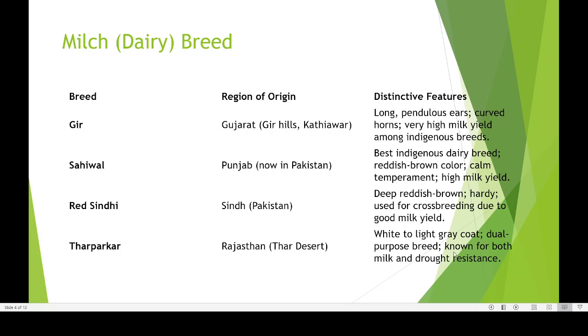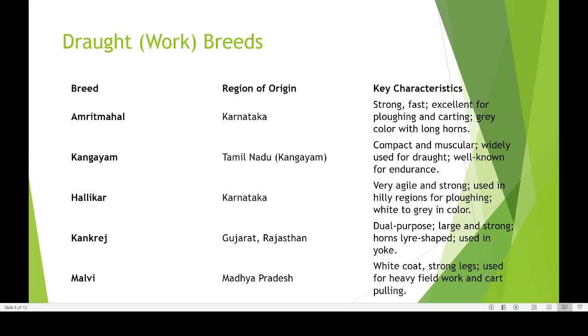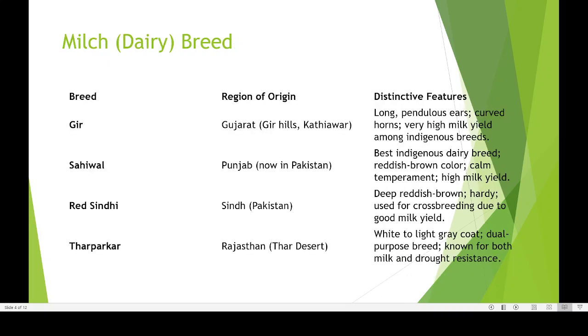Then, dual purpose breed. Dual purpose breed means they will be used mainly for milk and also for draught. Draught means using cattle for ploughing in farmland. That is why they are draught cattle. So white to grey coat, dual purpose breed, known for both milk and draught resistance. So this is using cattle for farming land.